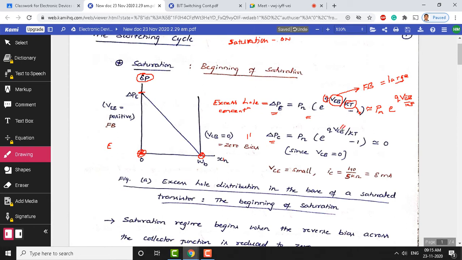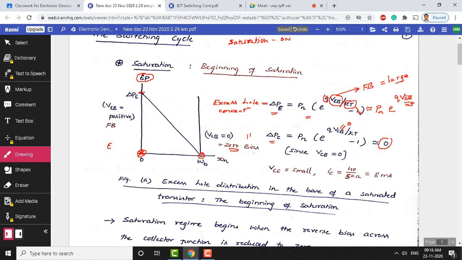So, this VCB is now 0 because you are not applying reverse bias, it is 0 bias applied between the collector and the base. So, this complete term e to the power of 0 is nothing but 1, 1 minus 1 cancelled. Therefore, delta Pc is equal to 0. That means the excess holes at the collector base junction is 0.